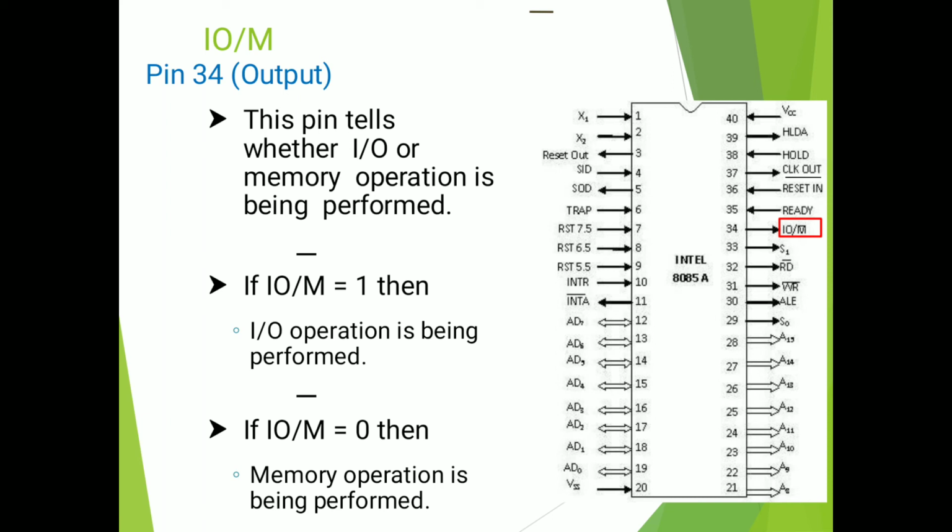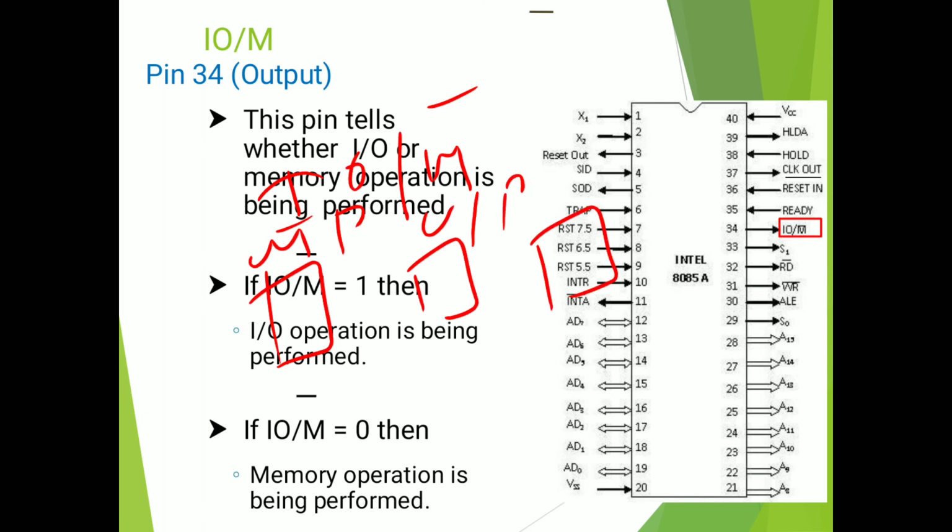IO/M bar represents input and output operation. This pin tells whether input, output or memory operation is being performed. That means the microprocessor issues the IO/M bar signal to indicate whether it wants to communicate with input output devices or memory. Here is the microprocessor, here are the input output devices and memory.